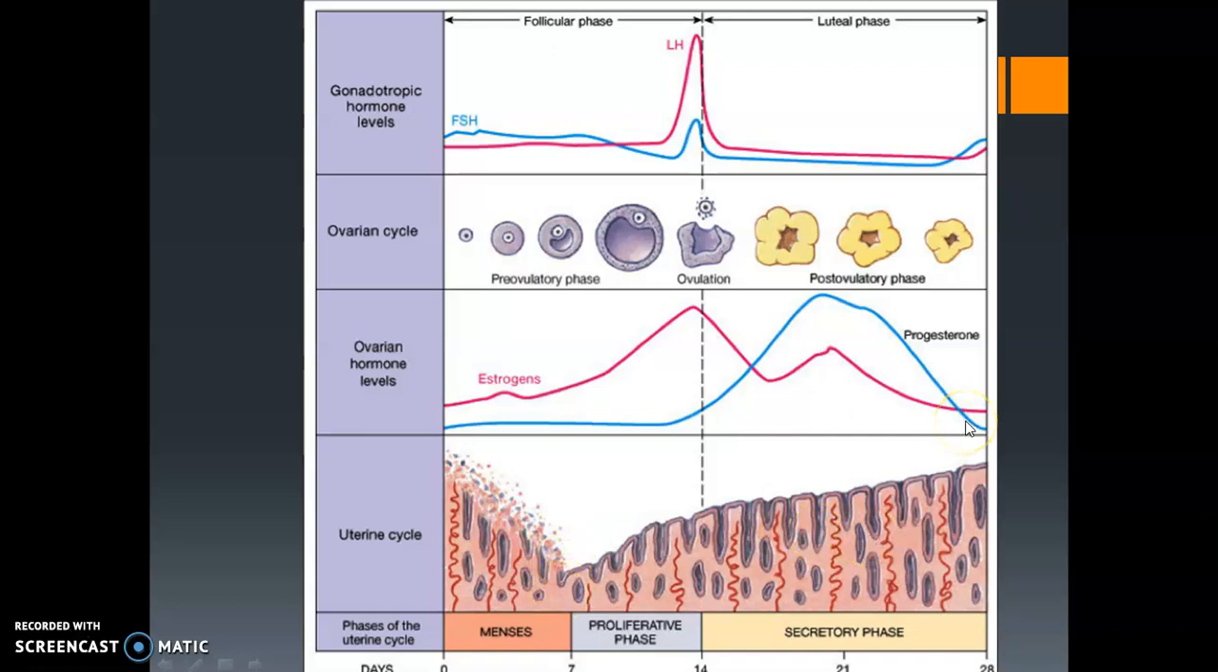And if pregnancy occurs, this corpus luteum will be maintained and the progesterone secretion will also continue and the uterine endometrium will not erode. But if the female is not becoming pregnant, the progesterone secretion and the estrogen secretion will decrease and the uterine endometrium will be eroded, and it will result in menstrual flow which is called menses. So this is how the gonadotropins from the anterior pituitary gland and the ovarian hormones control the ovarian cycle and the menstrual cycle.